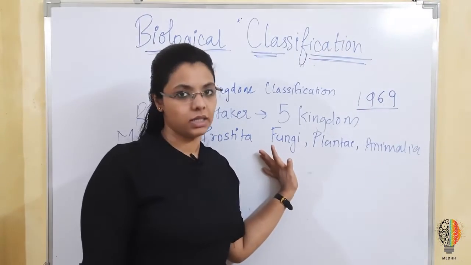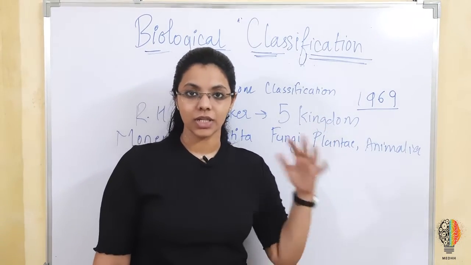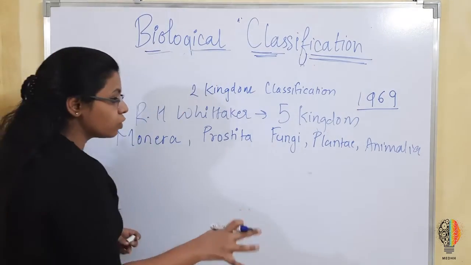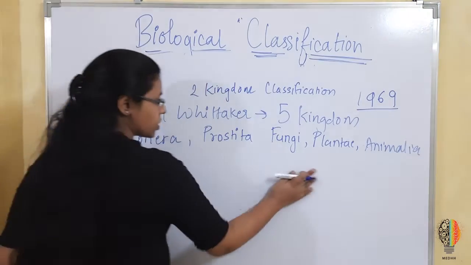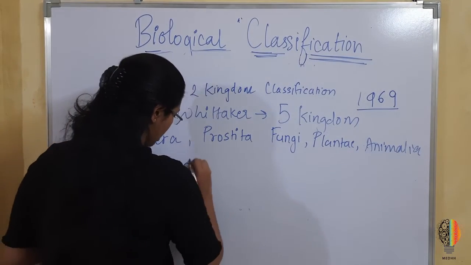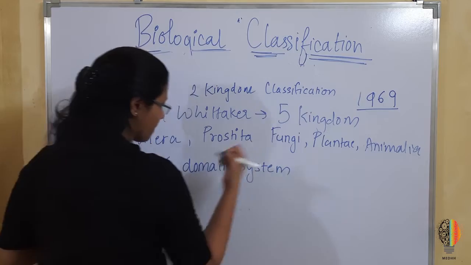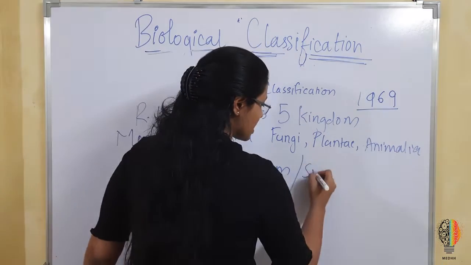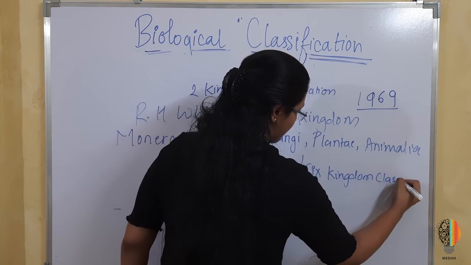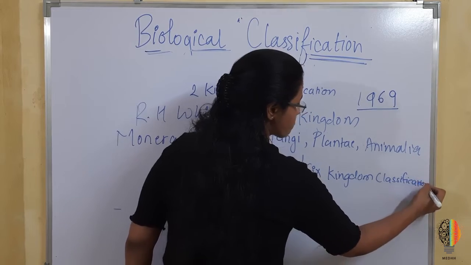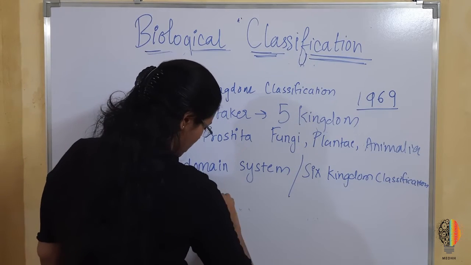Now, actually in this chapter, we will be discussing the five kingdom classification system, but we also need to know what is the current type of classification that is being followed. The type of classification that is followed is the 3-domain system, or you can call it the 6-kingdom classification, given by Carl Woese.